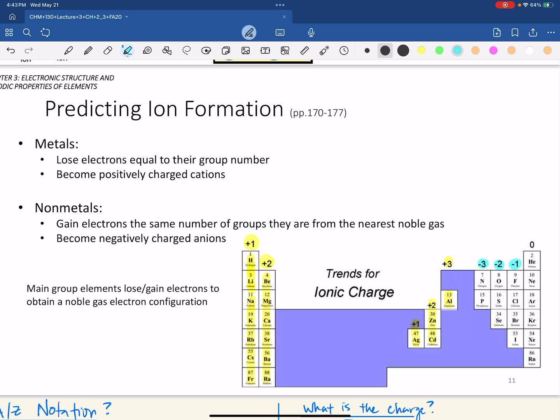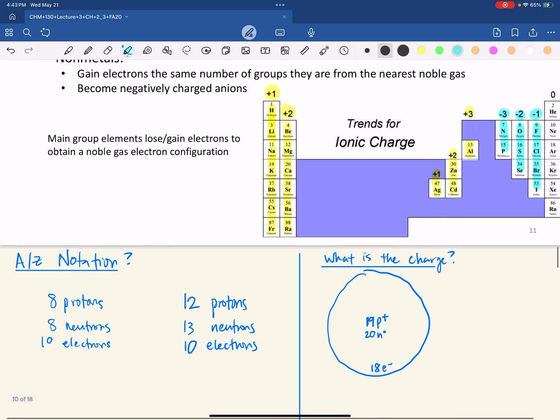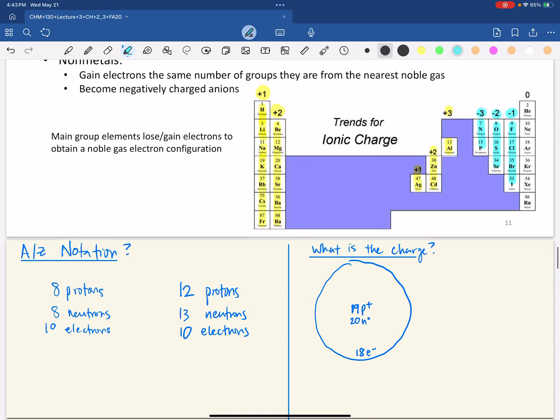I again would pause the video and write -3, -2, and -1 over these particular groups as well. Main group elements lose and gain electrons to obtain noble gas configuration. And we'll talk a little bit about what exactly is a noble gas configuration at a later stage. So for now, I would pause the video and write 1 plus, 2 plus, 1 plus, 2 plus, 3 plus, -3, -2, -1 accordingly. Now, how are we going to use that information to be able to do some problems?